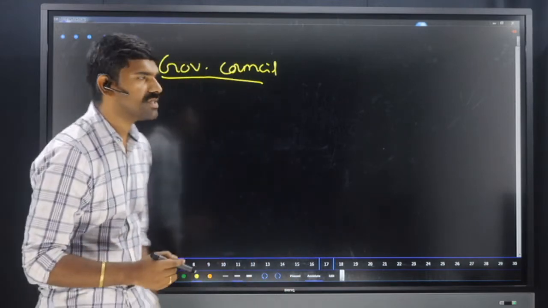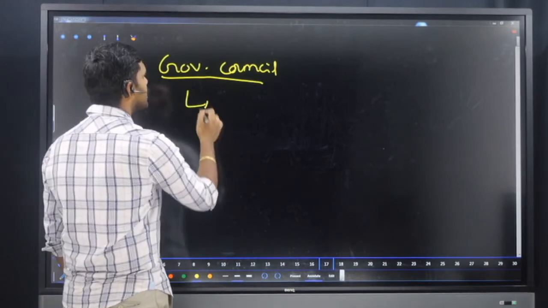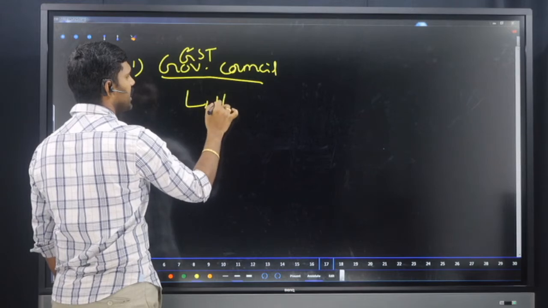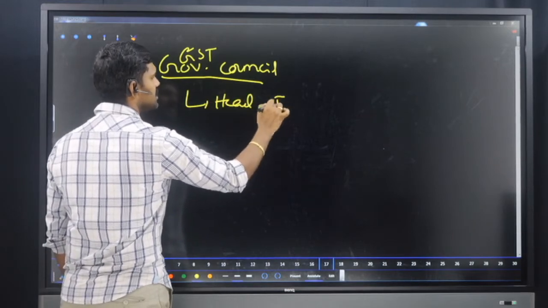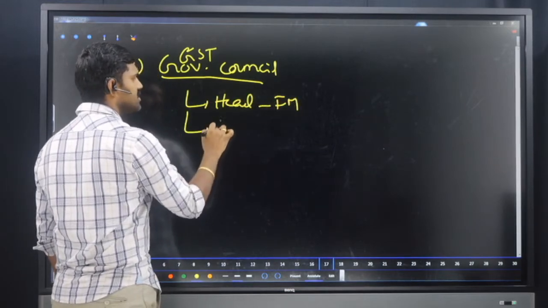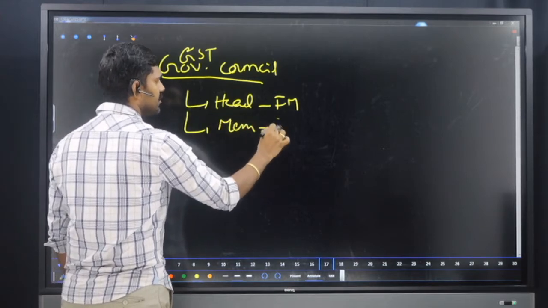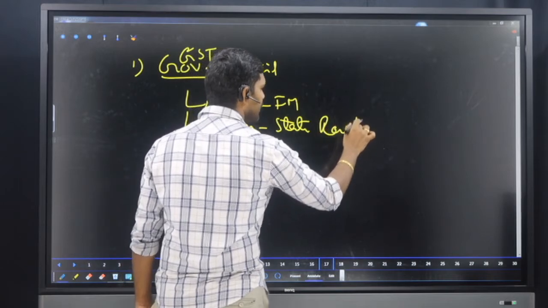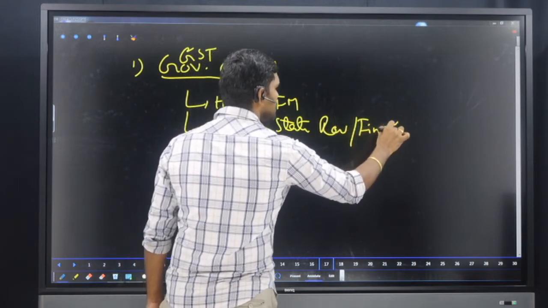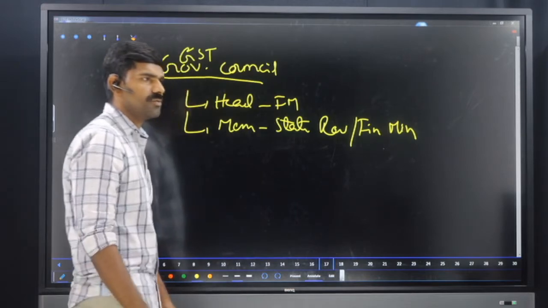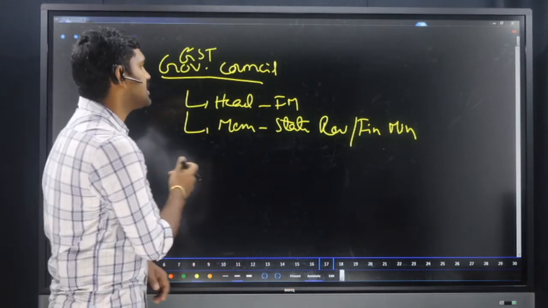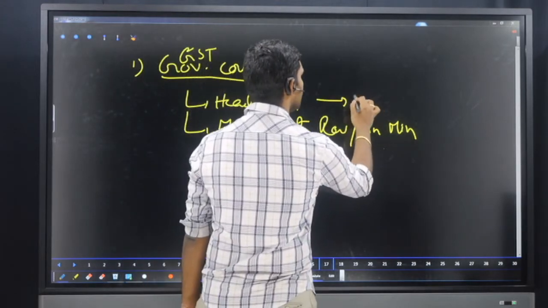How does the governing council look? The GST governing council will have the finance minister as its head, and the members will be state revenue or finance ministers. State revenue or finance ministers will be the members. Now, the finance minister represents the union government.